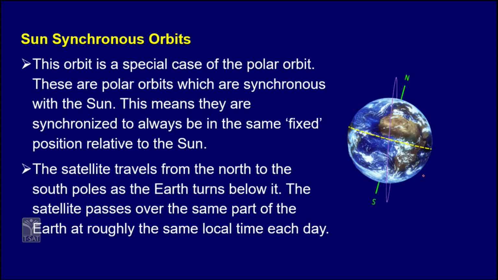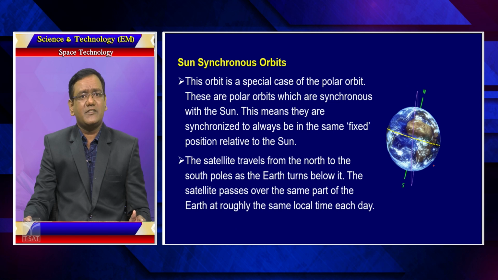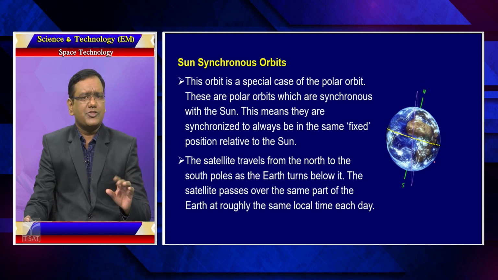So what is a sun-synchronous orbit? This orbit is a special case of the polar orbit. These are polar orbits which are synchronous with the Sun. This means that they are synchronized to always be in the same fixed position relative to the Sun. So relative to the Sun, these satellites are in a fixed position.